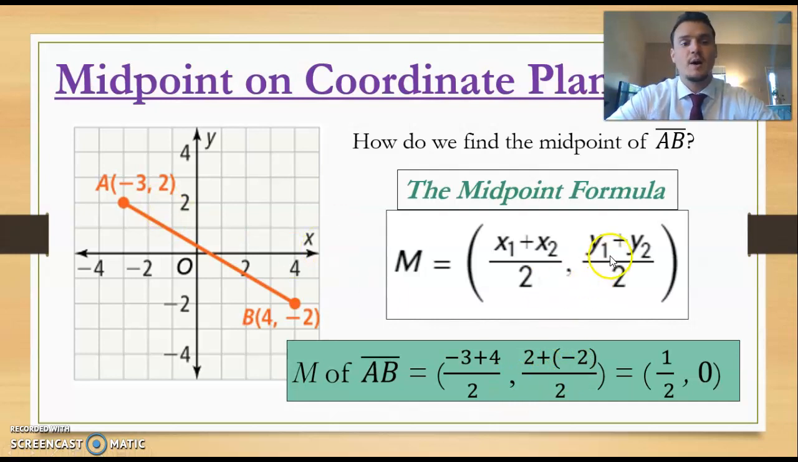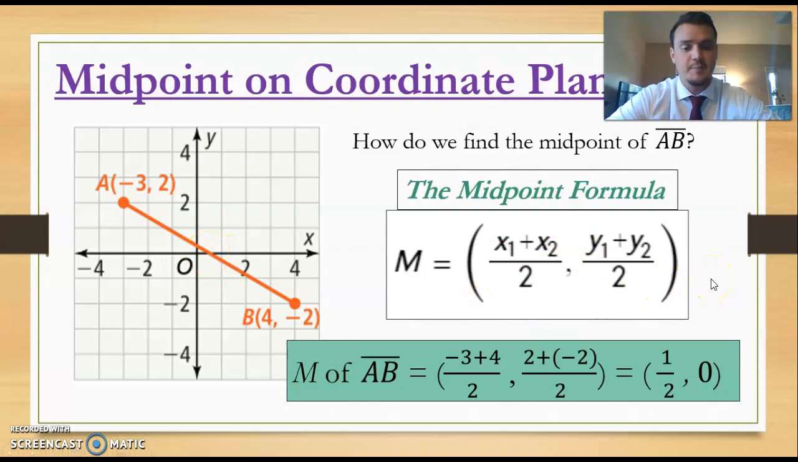And then we would take our y's, add them together. So this is my y1, this is my y2. 2 plus a negative 2 is 0. So after we calculate the midpoint here, we should end up with negative 3 plus 4 is a positive 1, divided by 2. So 0.5 or 1/2. So it'd be like right here, and then we'll get 0 for my y. So the midpoint itself is actually right here on the line AB. But this is how the midpoint formula works.